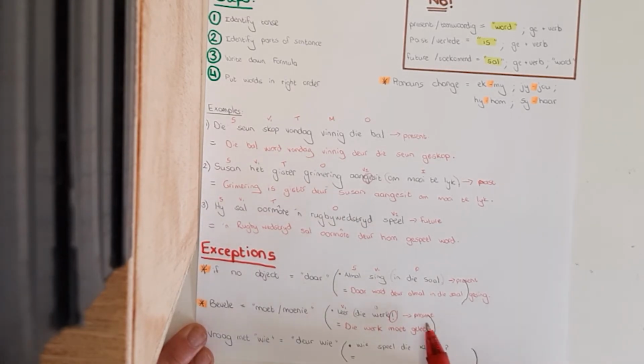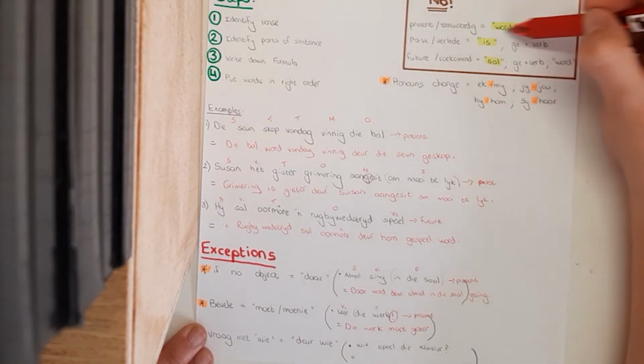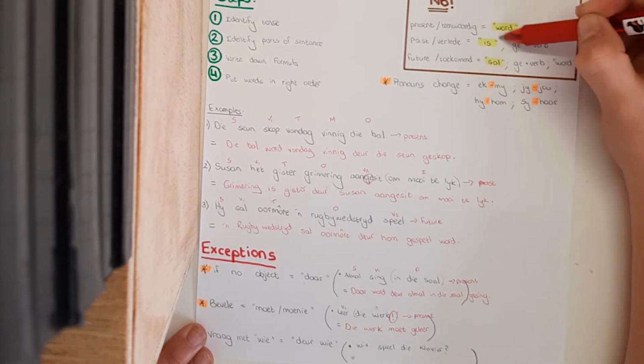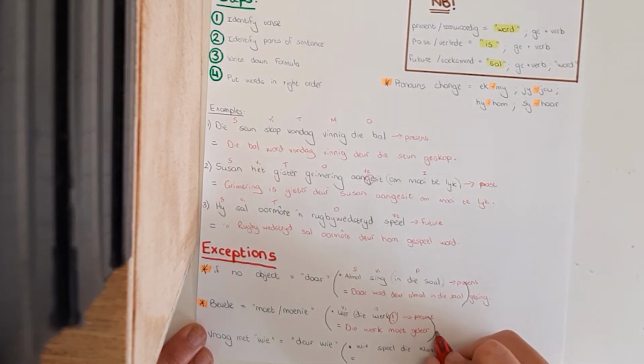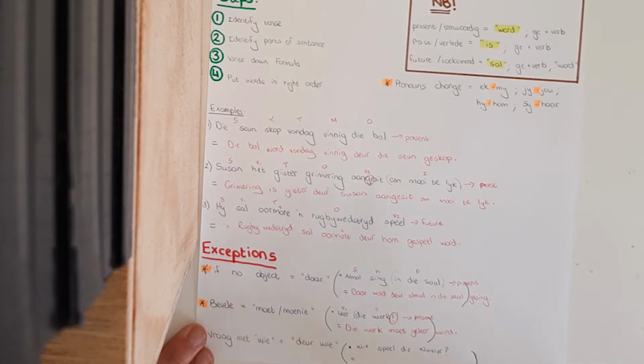And now we're going to look at our present tense formula. They say we must use word. And we're just going to put that at the back because it is an exception. Die werk moet geleer word.